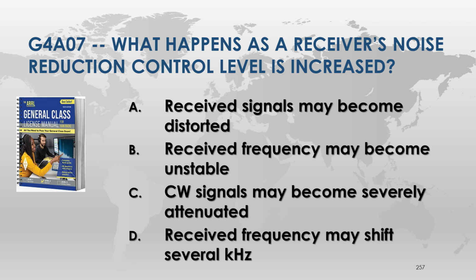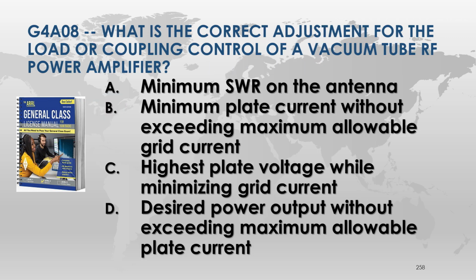Okay. What happens as a receiver's noise reduction control level is increased? Noise reduction control, what happens? Alpha. Alpha is correct. What is the correct adjustment for the load or coupling control of a vacuum tube RF power amplifier? Bravo. Delta. Oh, we have a mix here. Bravos and deltas.